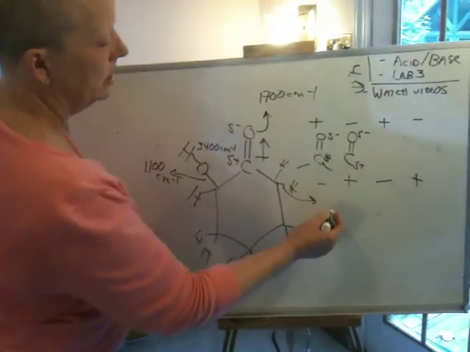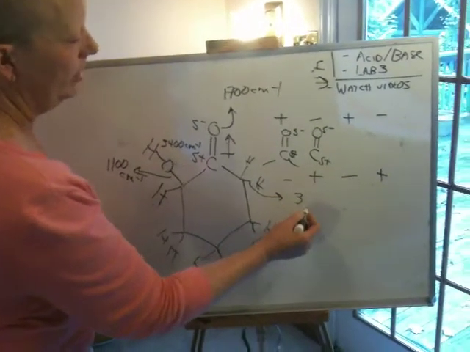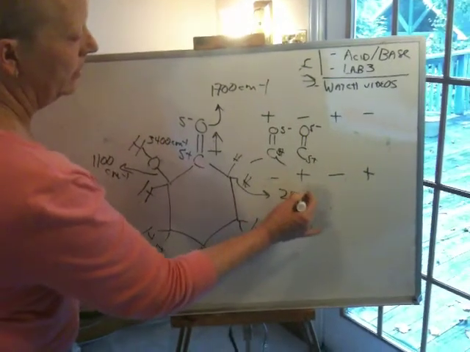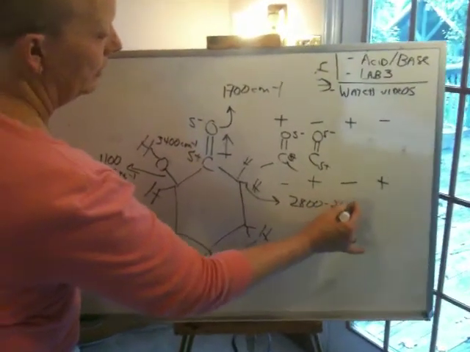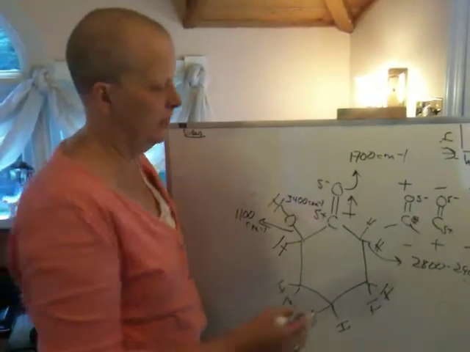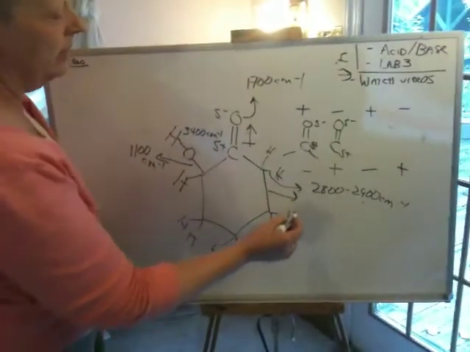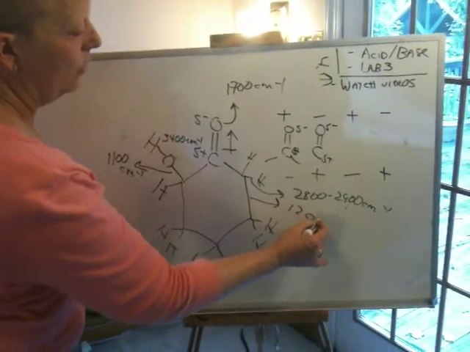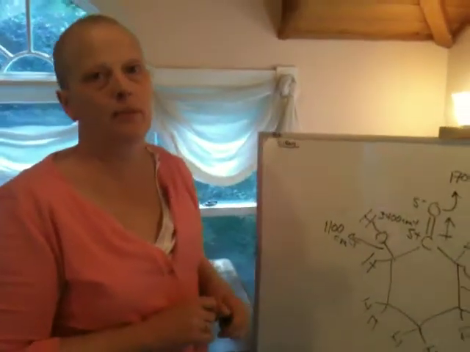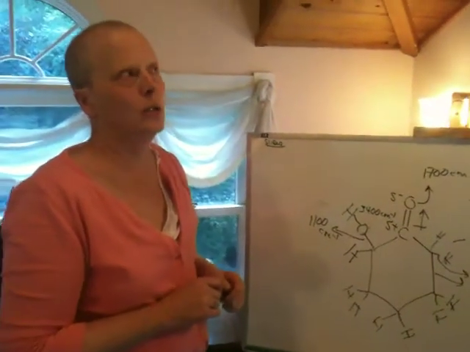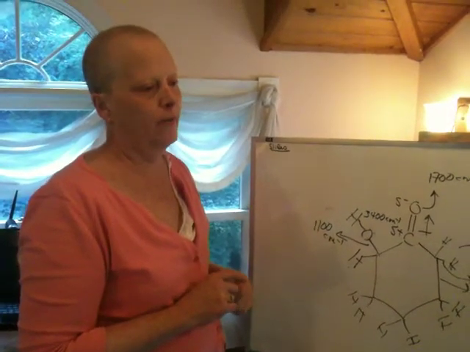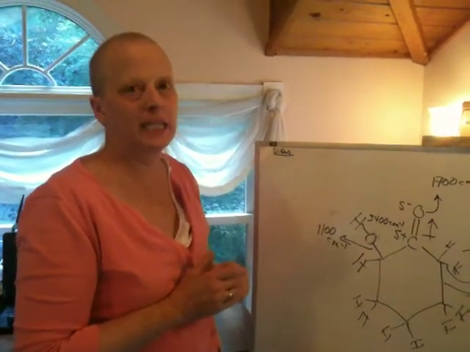The CHs would be at about 2,800 to about 2,900. And you're going to see that a lot because organic molecules have a lot of CH bonds. And then we'd also expect the CC bonds to be around 1,200. You could look this up on a table, but I don't want you to look it up on a table. I want you to think about these more in terms of their landscapes, their topography.